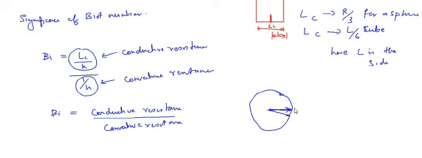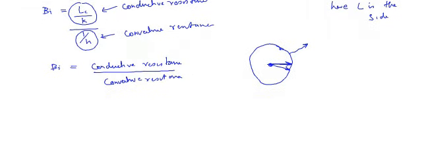I'll show you another picture for that. There will be a temperature gradient. And then convective resistance is the resistance to heat flow from this metal or the solid to the surroundings. So when the convective resistance is high, what happens? The heat transfer to the surroundings is reduced. And when the conductive resistance is high, the heat transfer inside the body is reduced, which means that there will be a temperature gradient inside the body.